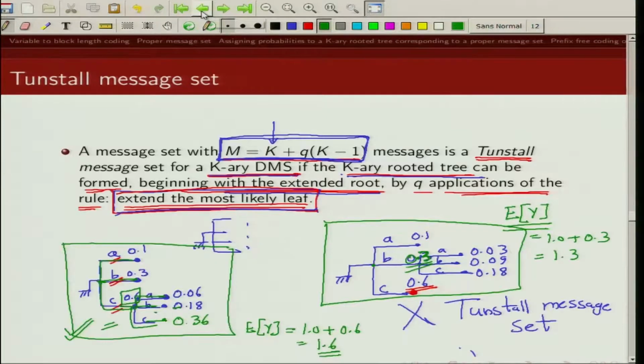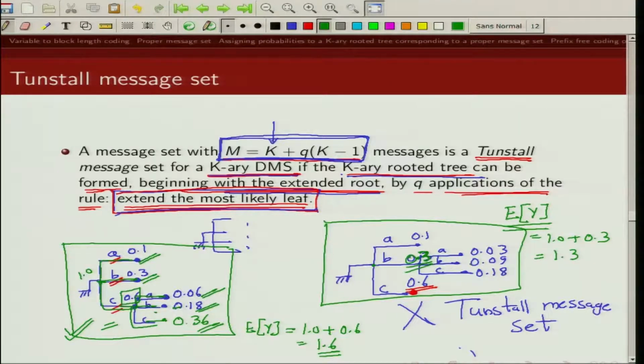You can just take an example here. What is the probability of the leaves here? It's 0.1, 0.3, 0.06, 0.18, 0.36. And what is the probability of the nodes? Probability of nodes is 1 and 0.6, right? You can see the leaf probabilities are less, so the node probability is at least equal to the leaf probability or more. So you can see that.